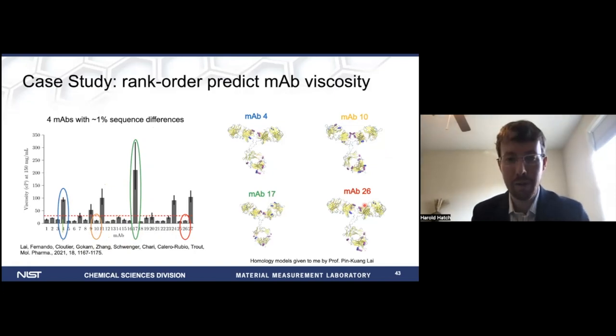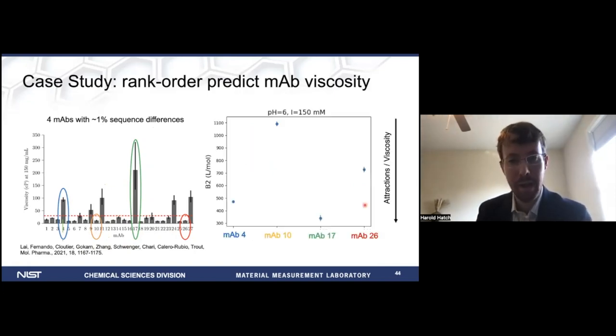We're going to apply this coarse-grain methodology I described, and let's see if we can make some predictions. This is showing the virial coefficient. Again, lower virial coefficient means higher attraction. mAb 17 had the lowest virial coefficient, which is also the highest viscosity. And mAb 4 had the second highest viscosity and the second lowest virial coefficient. So these are pretty promising results for this coarse-grain approach. mAbs 26 and 10 have the lower viscosity, and they have the higher virial coefficient. So just using the virial coefficient, we've already been able to rank order these in terms of their viscosity by just correlating them.